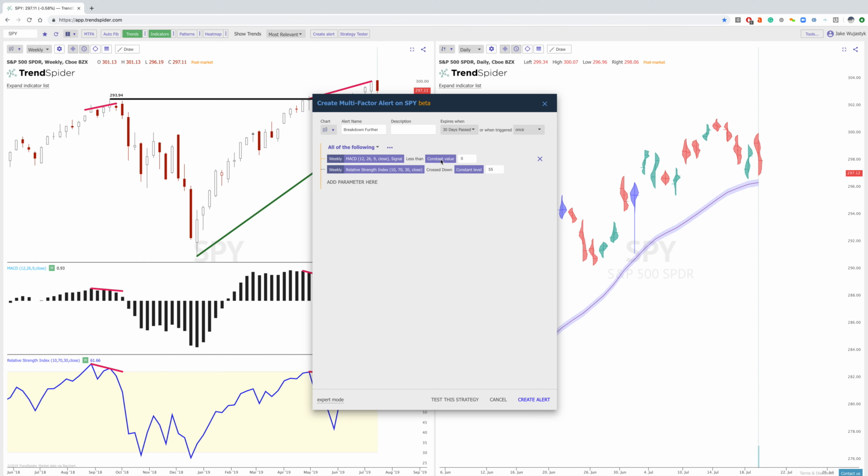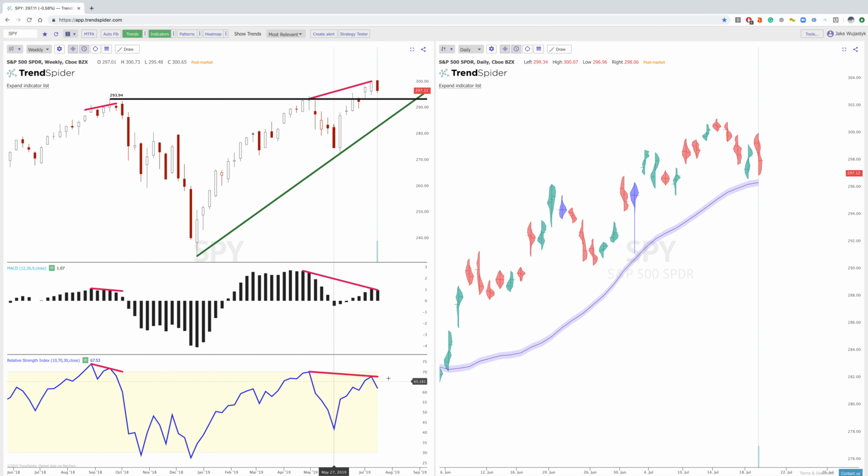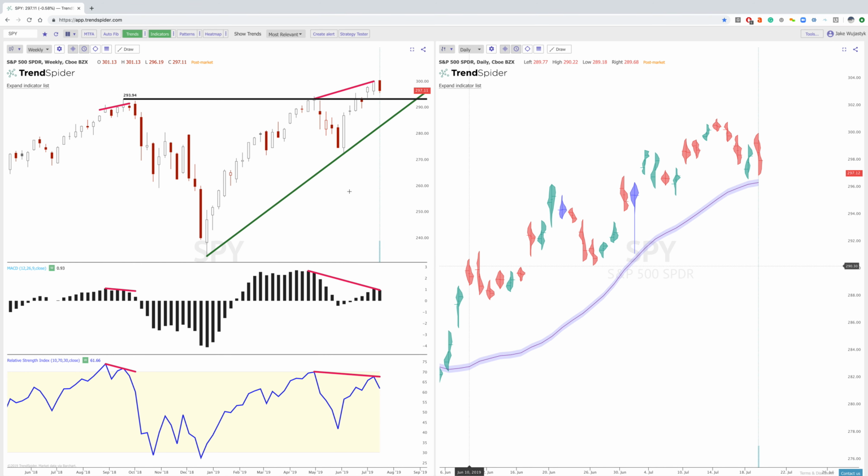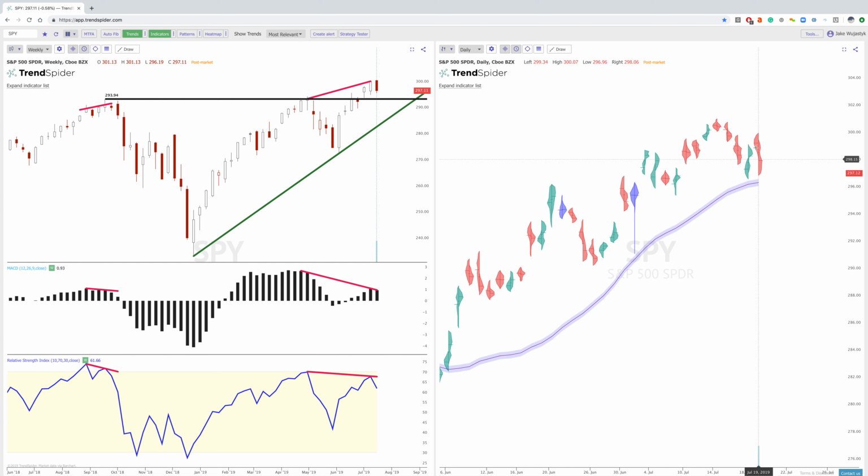So I didn't have to do any coding on this side. It was all just an easy interface, just less than, greater than, that type of thing. So now once I've created this alert, I'll be alerted when this histogram bar goes below 0 and the RSI breaks down below 55.